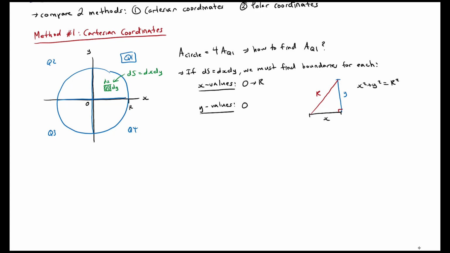The reason why I'm using capital R squared instead of little r is because we're trying to find the maximum value of y, and so that's going to come with the maximum value of x. And the maximum value of x is going to be r, so we know that the maximum radius will be r. So this means y is equal to the square root of r squared minus x squared. And this means the range of y values will be from 0 to the square root of r squared minus x squared.